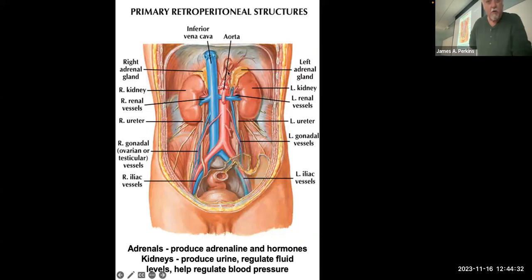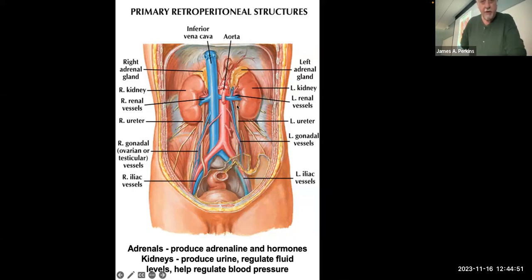The adrenals have their own blood supply. Some of that is branching directly off the aorta, as well as veins flowing back directly into the inferior vena cava. But many of the vessels that are supplying the adrenals are branches of the renal artery and vein.